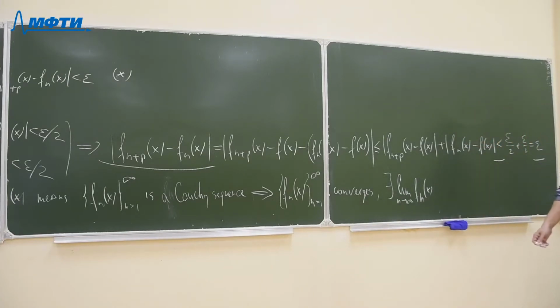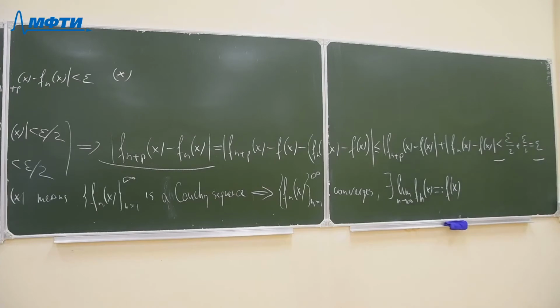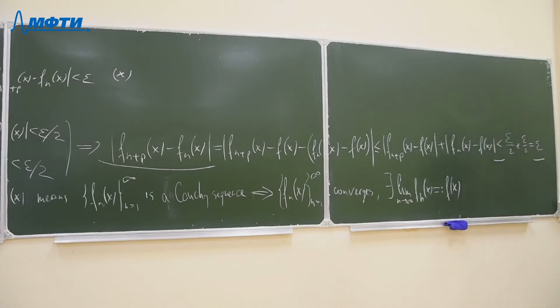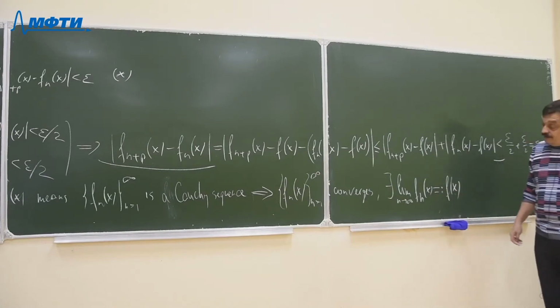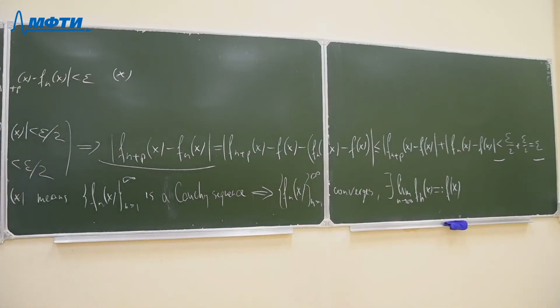I can denote it as I want, right? So let it be f of x. So there exists a limit. I denote it as f of x. Once again, I fix x and proceed just with a sequence of numbers. So for fixed x, we have a sequence of numbers, and the limit is denoted by f of x.